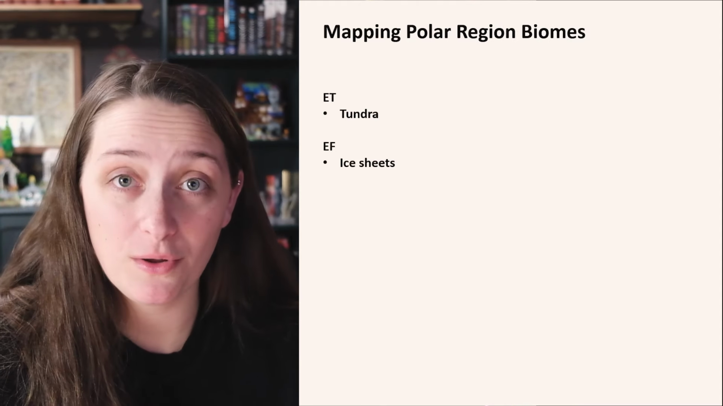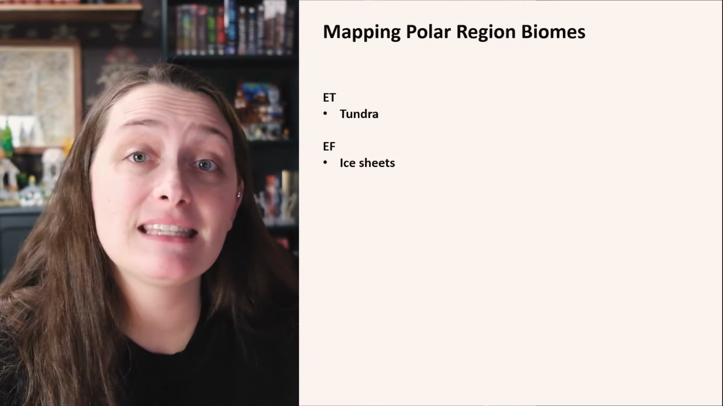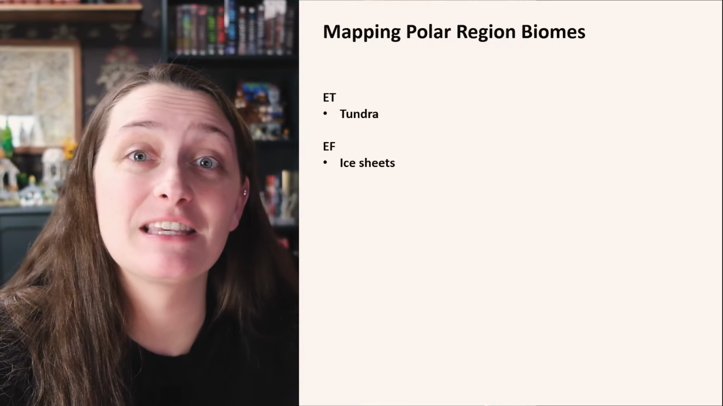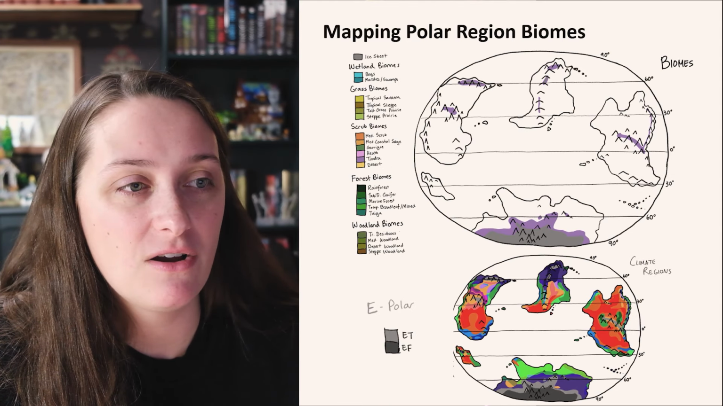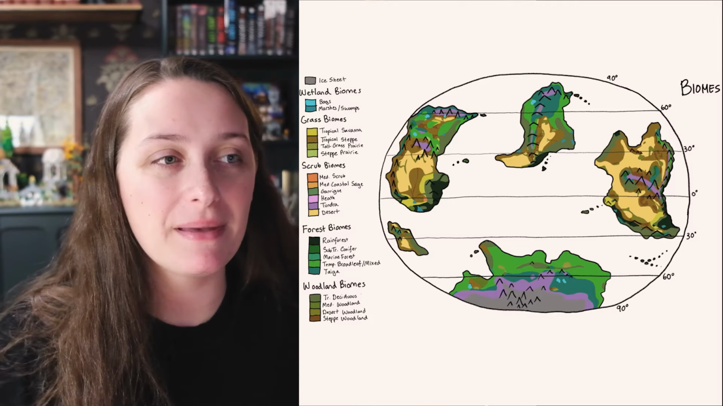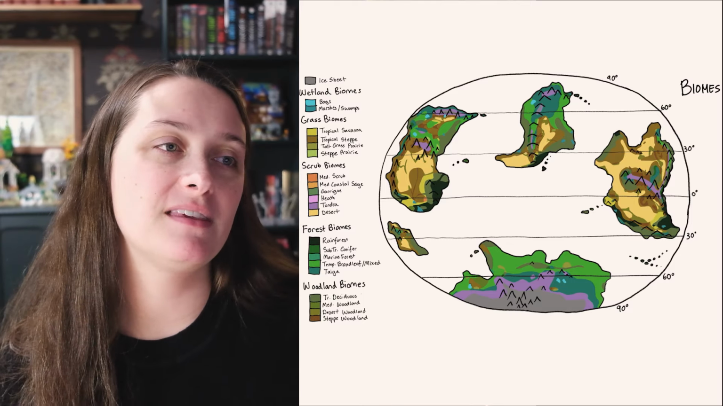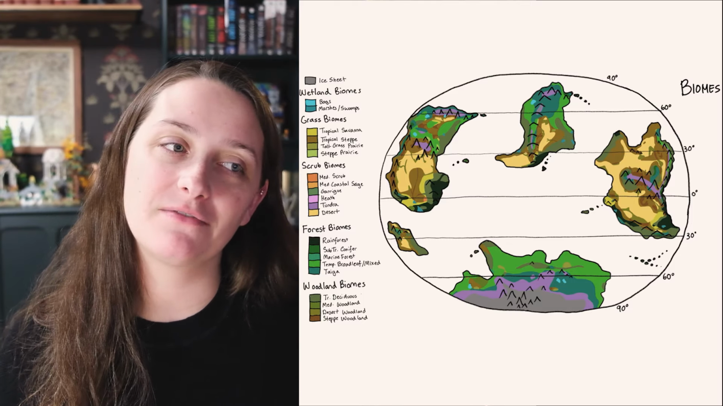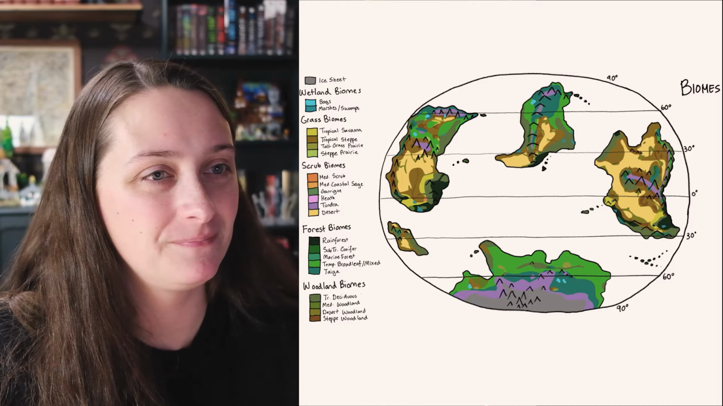And then for polar regions, which are our E climate regions, ET is tundra and EF is ice sheets. This one's pretty easy. So you can see me adding that in here on my map. And then this is my complete bio map. And again, it looks pretty similar to my climate region maps, but this tells you a lot of other interesting information, and I think it's a lot of fun.